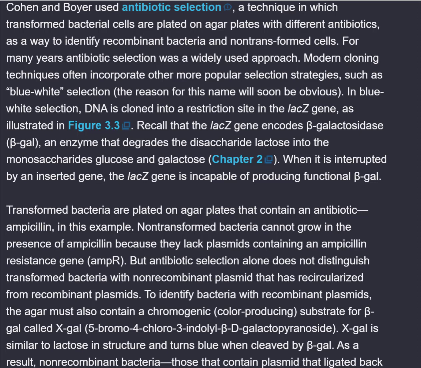In blue-white selection, DNA is cloned into a restriction site in the lacZ gene, as illustrated in Figure 3.3. Recall that the lacZ gene encodes beta-galactosidase, beta-gal, an enzyme that degrades the disaccharide lactose into the monosaccharides glucose and galactose, Chapter 2. When it is interrupted by an inserted gene, the lacZ gene is incapable of producing functional beta-gal.